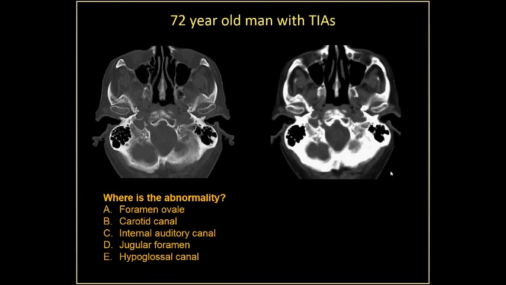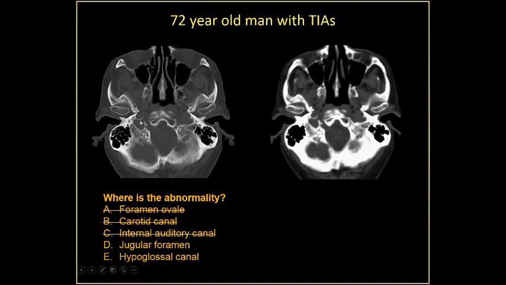And so I have a question for you. Where is the abnormality? Is the foramen ovale abnormal? Is the carotid canal, the IAC, the jugular foramen, or the hypoglossal canal? Well, I haven't shown you the foramen ovale. We don't see it here. I've shown you a little bit of the foramen spinosum, but foramen ovale is not shown here. The carotid canal, you can see it there, and a portion of it there, and that looks okay. The IACs I've not shown you on this image. We are much inferior to the internal auditory canal.